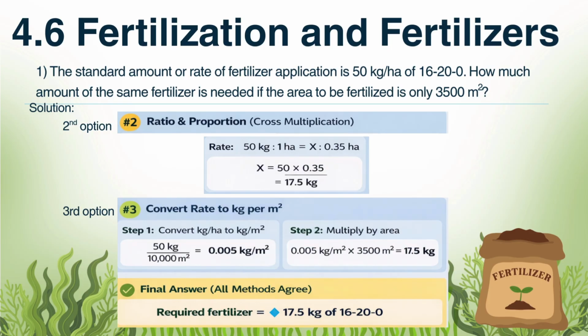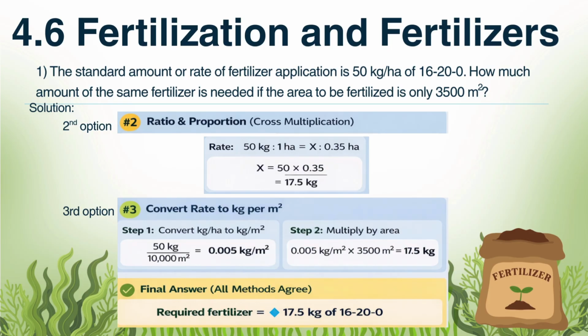The third method is to convert the rate to kilograms per square meter. This is the opposite of the first method, wherein instead of converting the square meters into hectares, we will convert the hectares into square meters. So 50 kilograms over 10,000 square meters is equal to 0.005 kilograms per square meter.